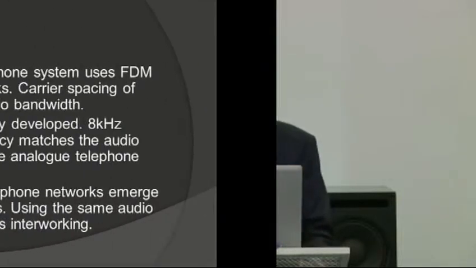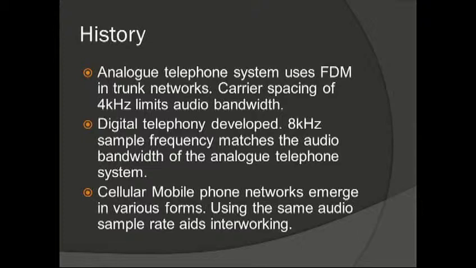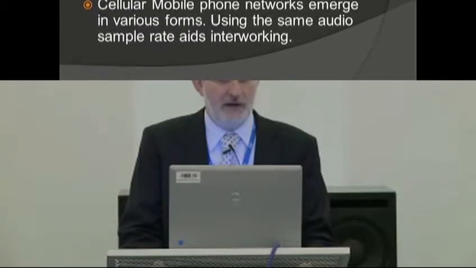So, as I said, a brief history. The reason we're stuck with 3.5 kilohertz audio is that early analog telephone systems used frequency division multiplex to squeeze a lot of voice channels into trunk circuits. The frequency of separation used in the carriers was 4 kilohertz, and therefore this restricted the audio bandwidth because of filtering to about 3.5 kilohertz.